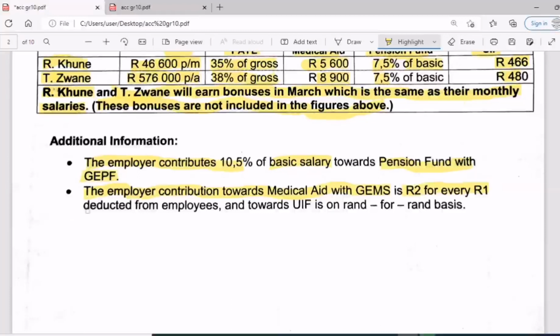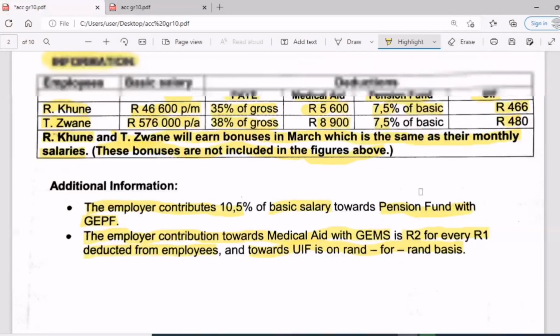For every R1 deducted from employees, and towards UIF is on a rand for rand basis. So here we are given the information regarding the employer's contribution towards the medical aid with the Government Employees Medical Scheme. So the employer contributes R2 for every R1 deducted.